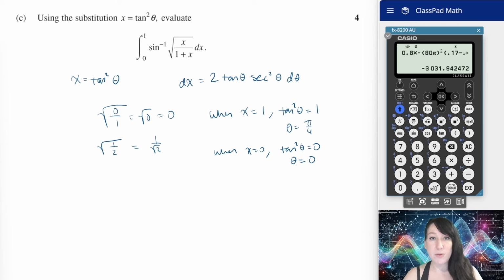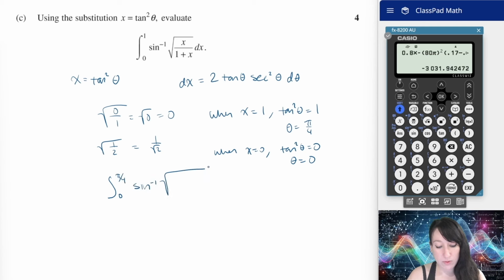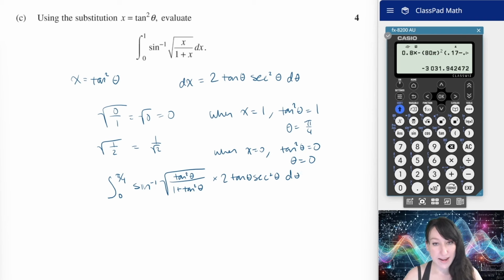So let's substitute into this integral. We'll now be integrating from 0 to pi over 4 of sine inverse of the square root of tan squared theta over 1 plus tan squared theta times 2 tan theta secant squared theta d theta. Now, from our Pythagorean identities, we know 1 plus tan squared theta is secant squared theta.